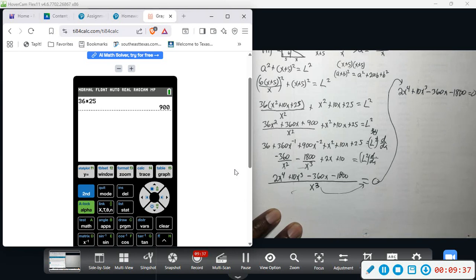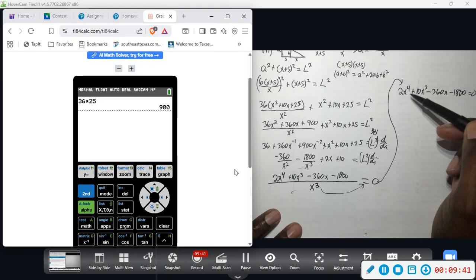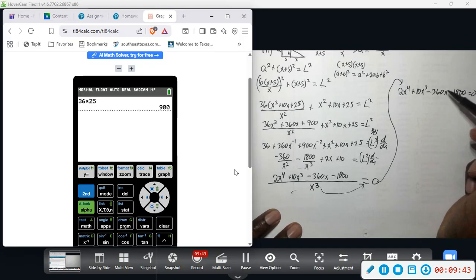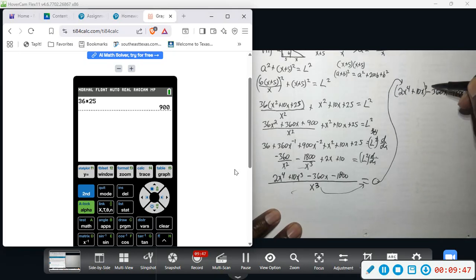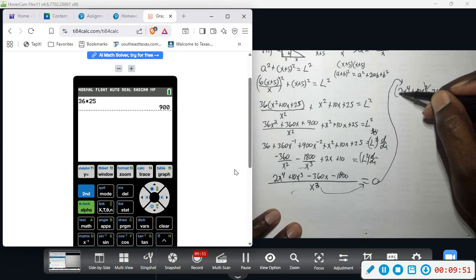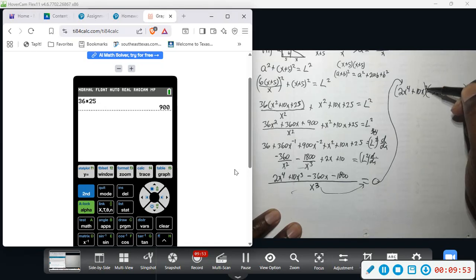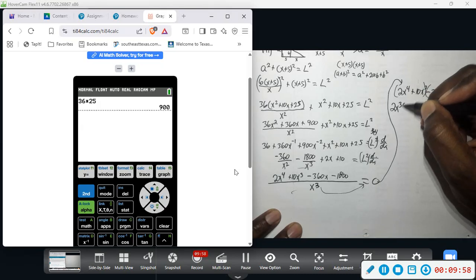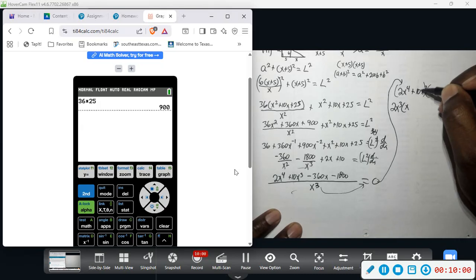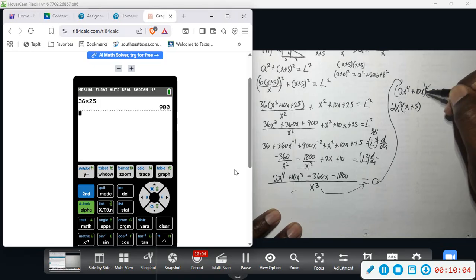We need to factor. We got 4 terms, so we do factor by grouping. I'm going to group these 2 together and these 2 together. Greatest common factor will be 2x cubed. That'll leave me with the x plus 5. When you take out 2x cubed, 10 divided by 2 is 5.